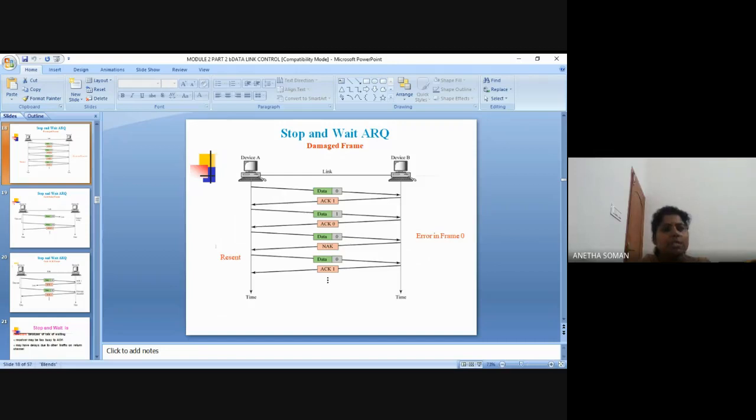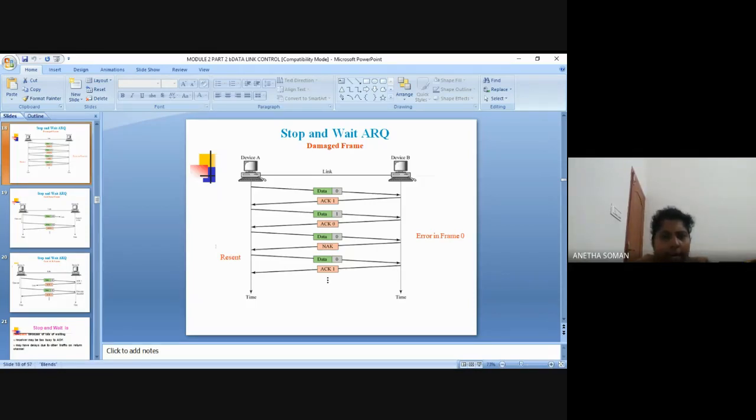So the first one is whenever the frame is damaged. Whenever the frame is damaged, what happens? What happens whenever the frame is lost? And what happens whenever the acknowledgement is lost? That is what you're going to see now. Up to now, is it clear?